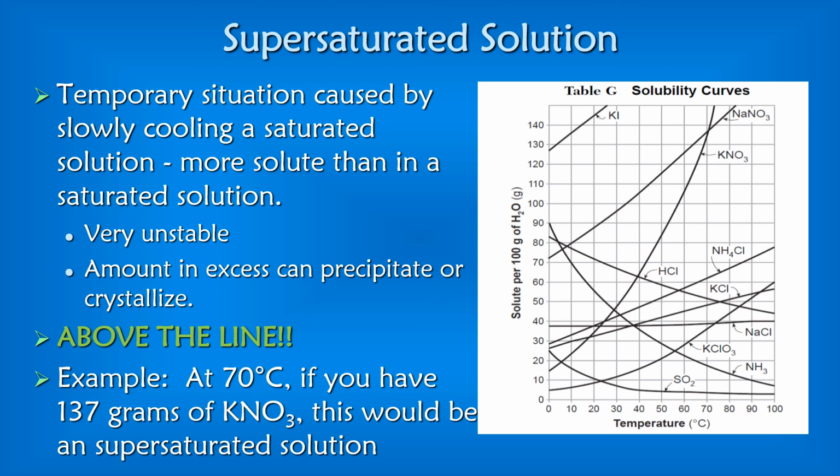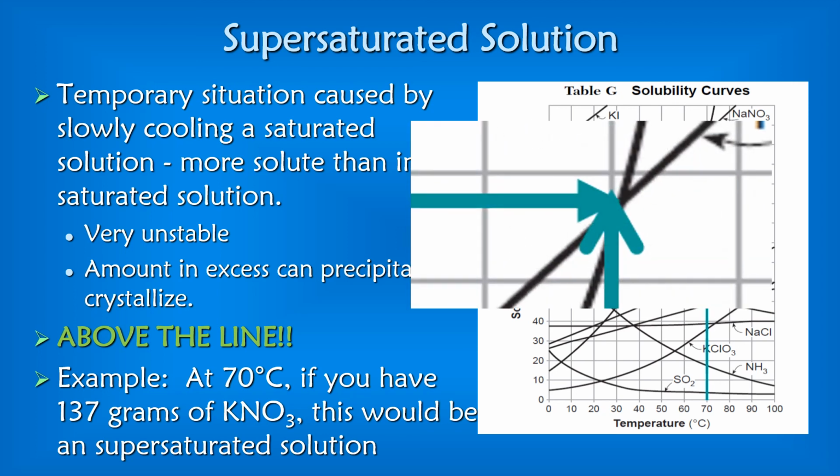So for example, once again, if we look at potassium nitrate at 70 degrees Celsius, if we say that we now have 137 grams of potassium nitrate that we are trying to dissolve in 100 grams of water, if you look at that point closely, there you'll notice that this point is above that line for saturation, which means we now have a supersaturated solution.